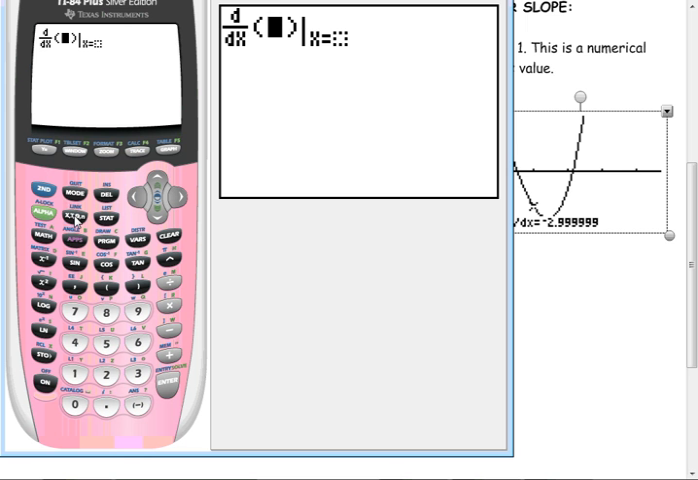Like if you do perimeters, twice the length plus twice the width. Which one's the variable, the length or the width? You can't have two. You have to tell it which one you want it to be the variable. And then I want the derivative of y1, because that's where I stored it.